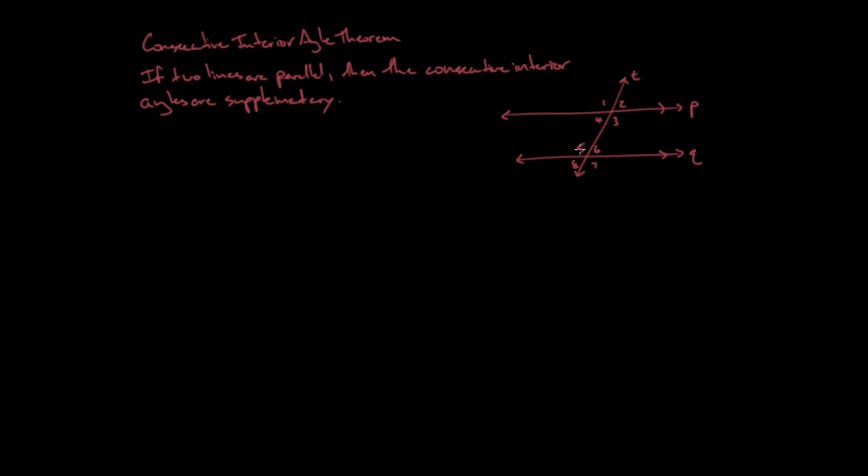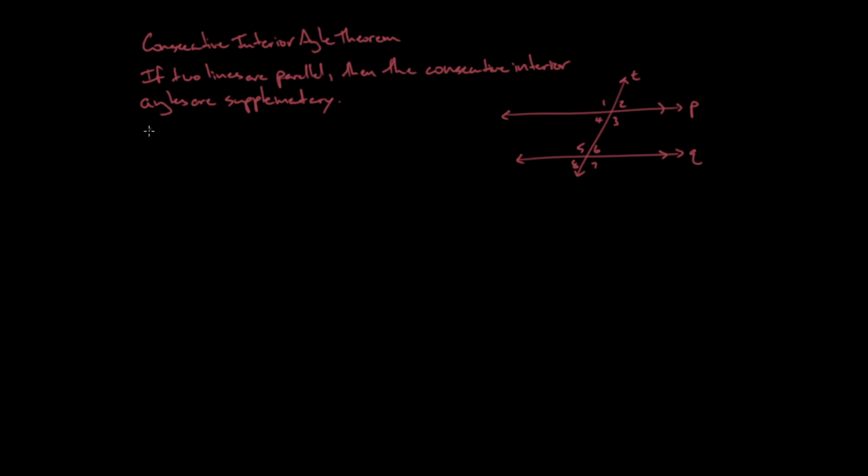And then, alright, so what do I want to prove? My statement says if two lines are parallel, which I have, then the consecutive interior angles are supplementary. So what are my consecutive interior angles? Those are these angles here, either 3 and 6 or 4 and 5. Those are two pairs of angles I want to prove supplementary to each other. I just need to pick one of them.